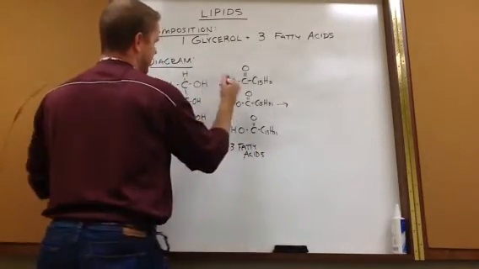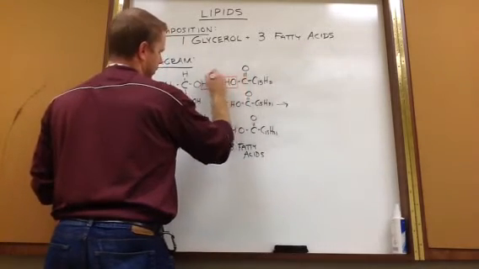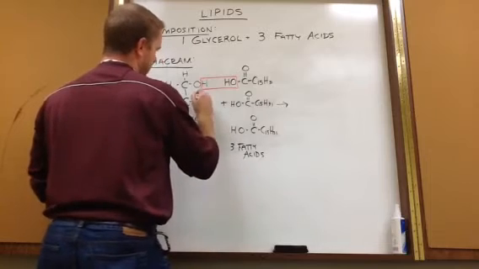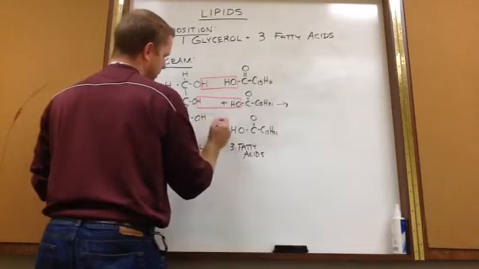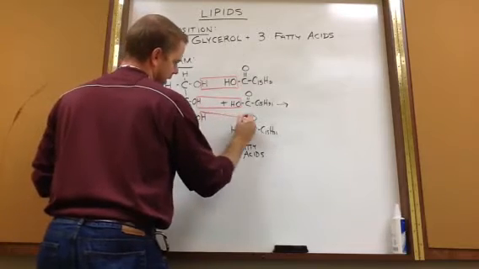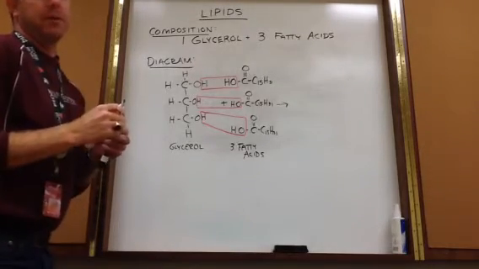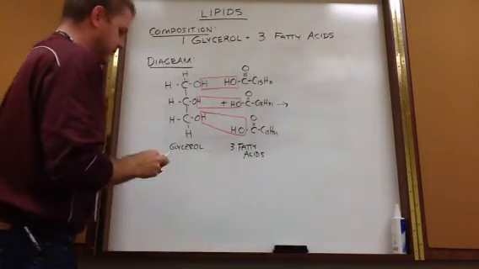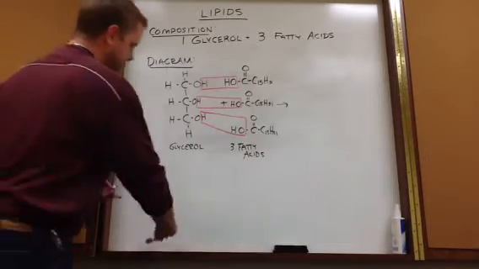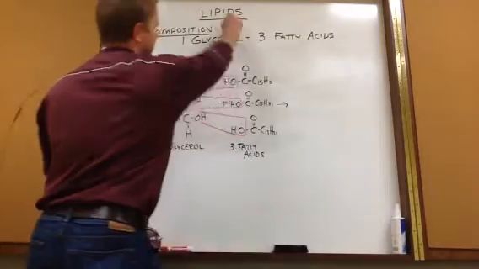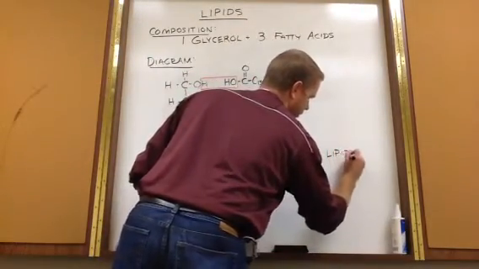So what will happen is we're going to take the H here and the OH here, we'll pull that out, we'll make a water. We'll take the H right here, the OH here, we'll pull that out, we'll make another water. And then we're going to take this H right here and that OH right there, and we'll make another one. And we're going to end up building this big, huge molecule that is known cumulatively as a lipid. So a glycerol and 3 fatty acids makes up the polymer, which is called a lipid.